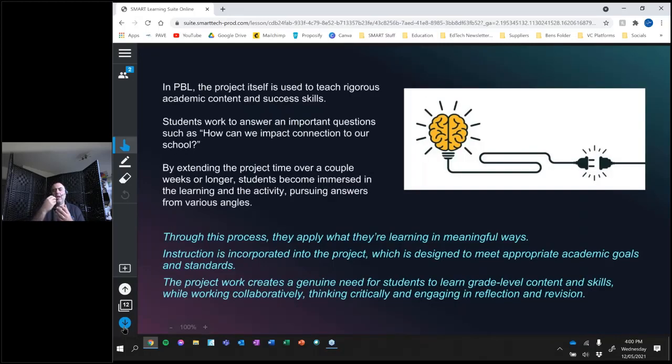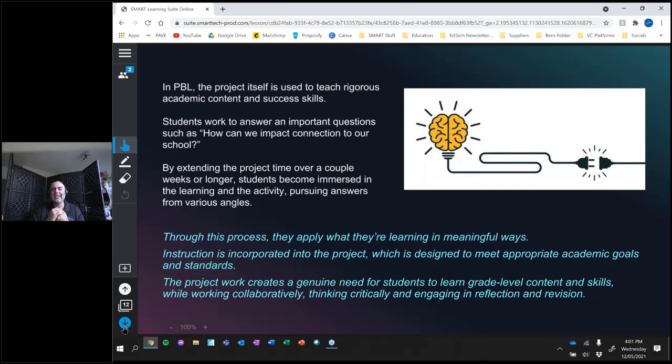So in PBL, the project itself is used to teach rigorous academic content and skills. So it's not just something simple. It's actually supposed to be a meaty activity so that students can really develop that academic content and the skills associated with it, and be really rigorous in that development. So when we're talking about the sort of questions or focus points that are used, it needs to be something that students can actually dig their teeth deeply into.